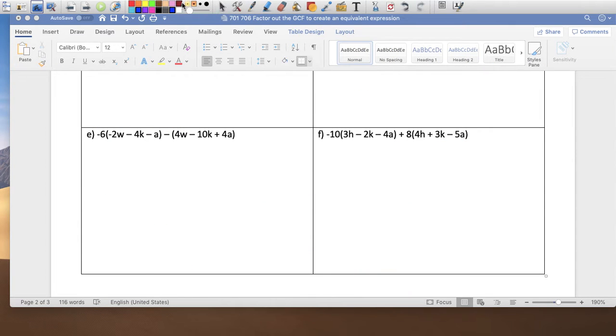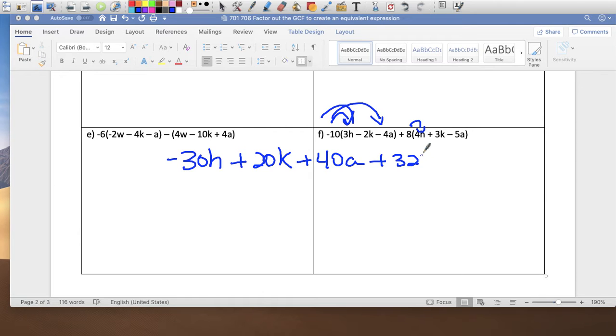Last question. It's negative 30H, positive 20K, positive 48. Plus, this is positive 32H. Positive part is plus 24K. Positive and negative is negative 48. That's it. So, can I combine like terms? I can.